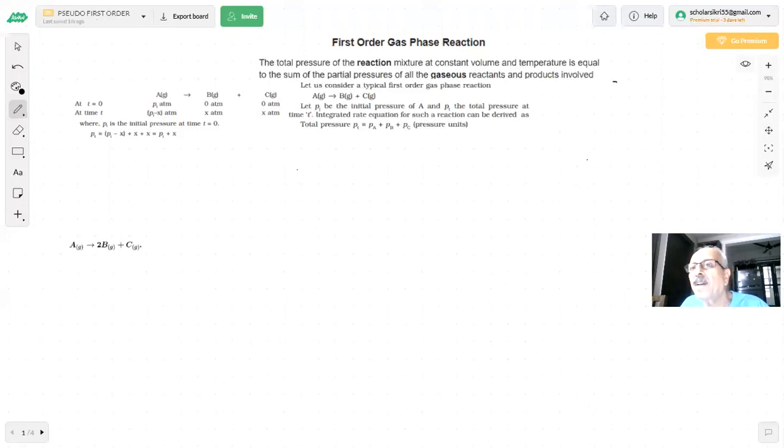What we derived were integrated rate equations. Integrated rate equations were derived for zero order and first order.